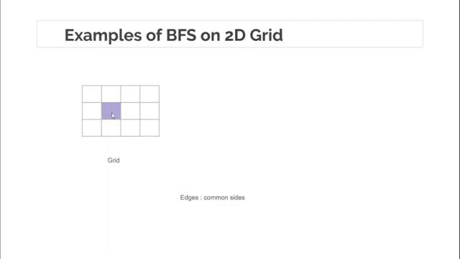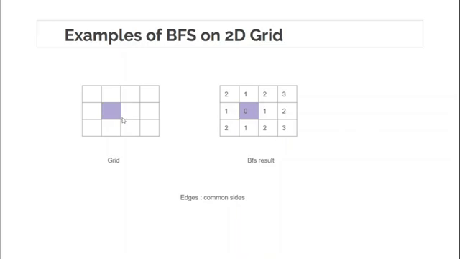Now if you have to apply BFS from here, assuming you can move from a cell only up, down, left and right, that means you can move from a cell to any other cell which has a common edge, then the BFS result would look something like this. This is the source cell, so the distance of this cell would be 0. All these cells can be reached in one step. That is why all of these cells are at distance 1.